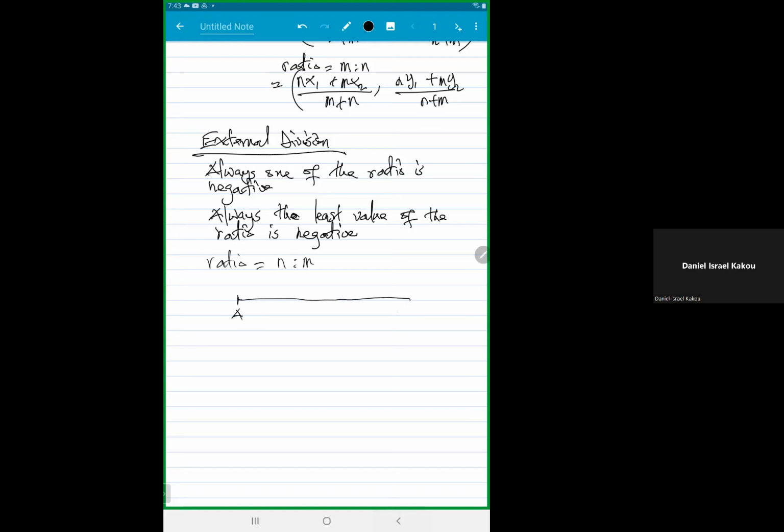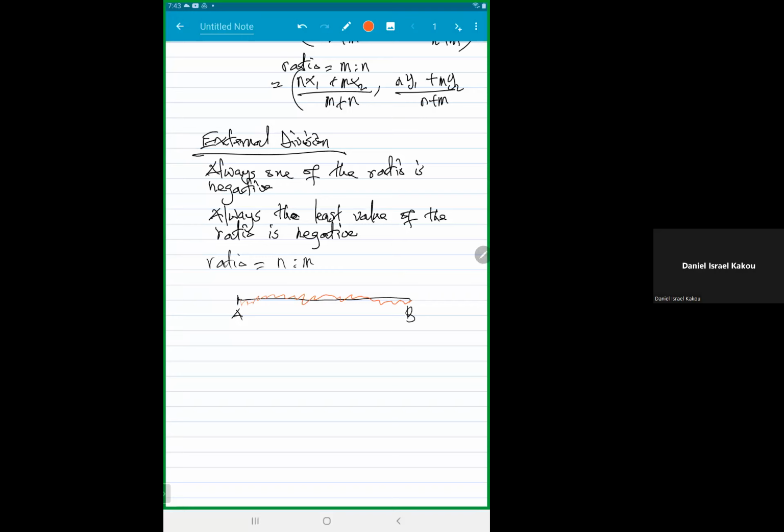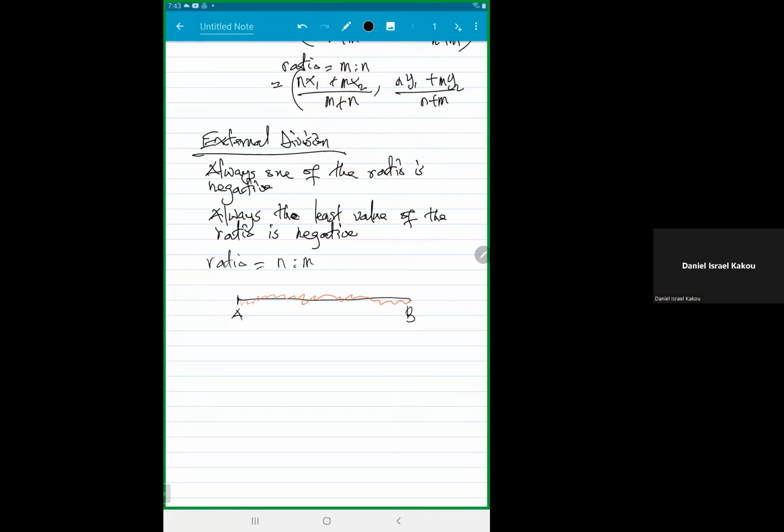So assuming I have A here and I have B here, external division means that the point dividing A and B isn't anywhere on the line AB. So the point R, which is dividing this whole thing, is not anywhere on this line. It is outside this line, right? So that would mean I can rather choose that my division point R is actually here.